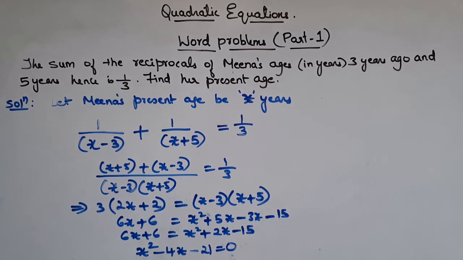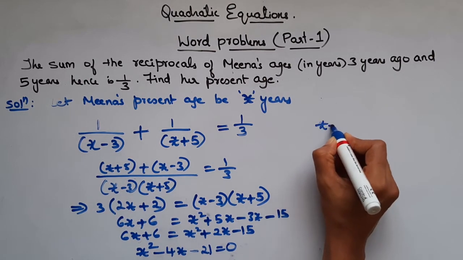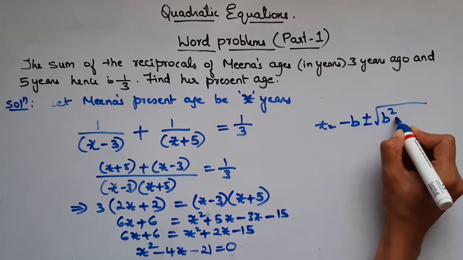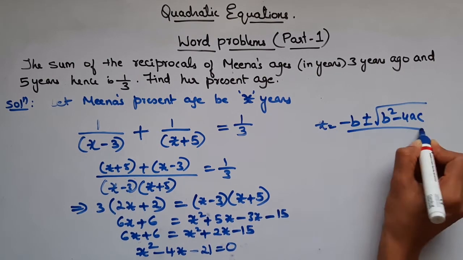So now this equation is in the standard form where a is equal to 1, b is minus 4, and your c is minus 21, right? Now apply the formula. We know x is equal to minus b plus or minus square root of b square minus 4ac divided by 2a.